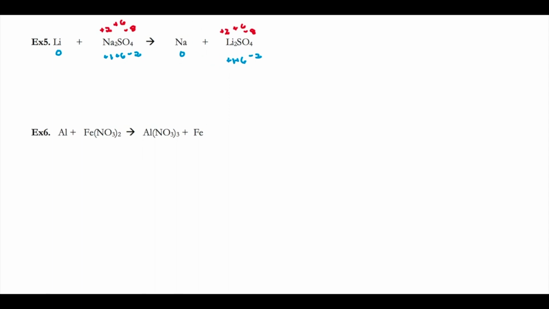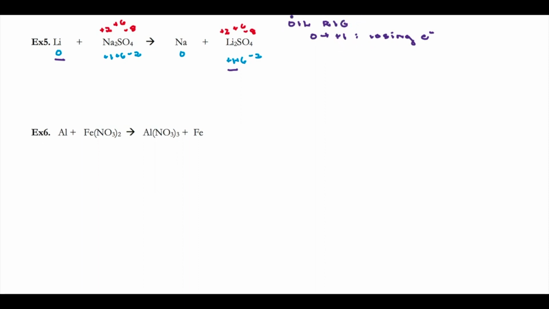Right, so if we look at this, let's look at what oxidation numbers are changing. Lithium goes from 0 to +1. So to go from 0 to +1, what's happening is I am losing electrons. And remember, OIL RIG. Oxidation is loss of electrons, reduction is gain of electrons.